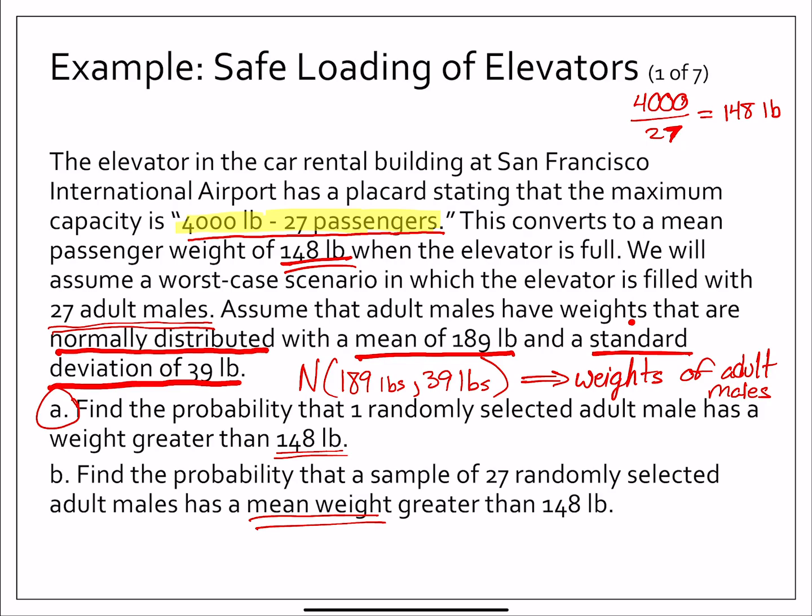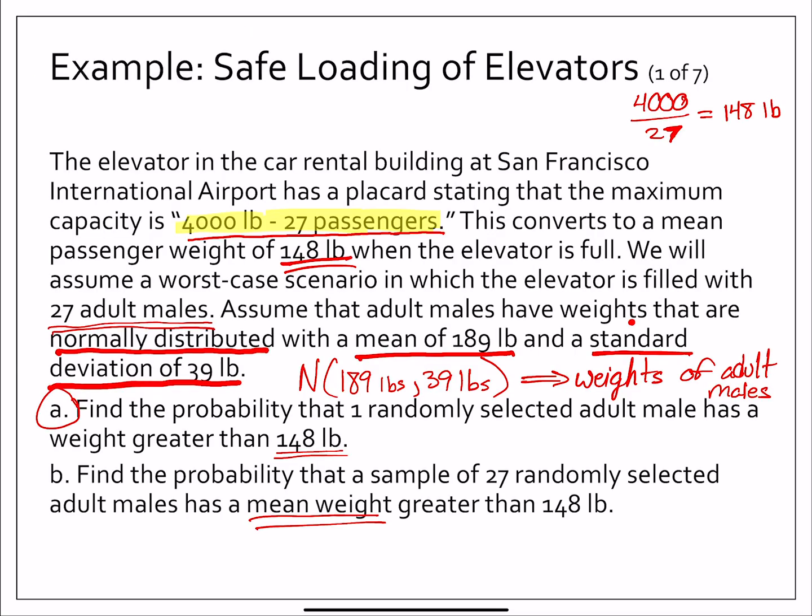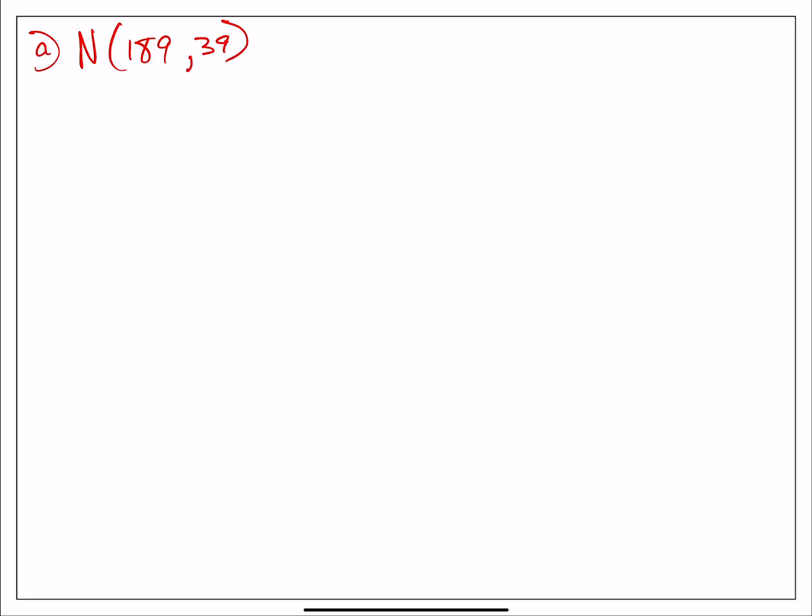First, let's say, what are we working with? We're working with a normal distribution, right? With a mean of 189 and a standard deviation of 39. That's what we're working with here. Now, what we want to be able to do is find the probability that one person we pick at random has a weight greater than 148 pounds. Now, because this is a normal distribution, we can do everything that we did last class.